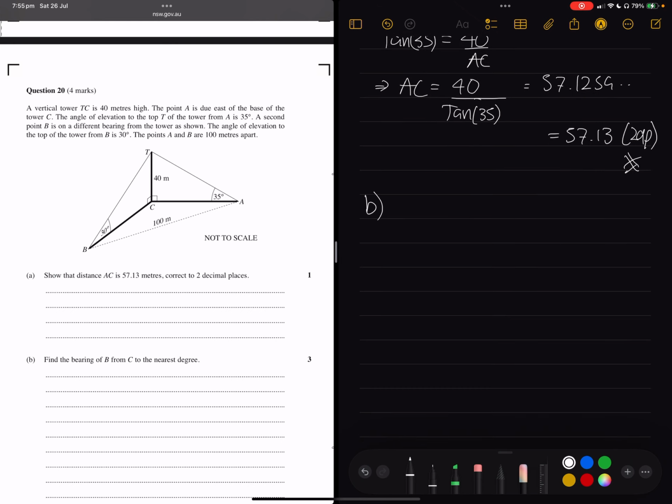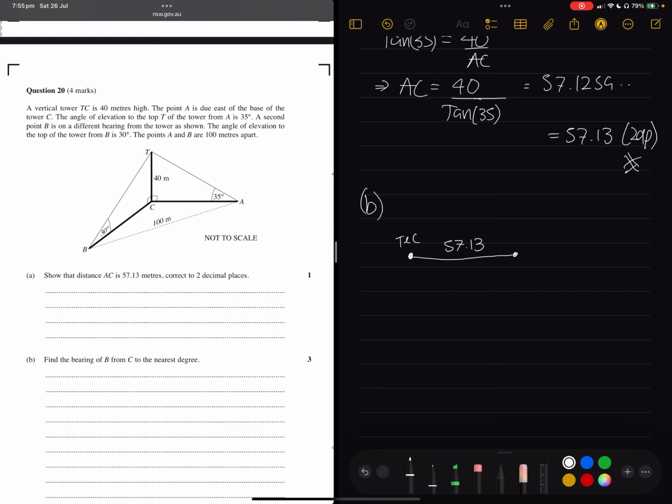Part B tells us to find the bearing of B from C to the nearest degree. We have to think about the aerial view of this situation. If we look at the tower from above, T and C are on top of each other here. This is both T and C. The question tells us point A is due east of the base of the tower, and this distance we just calculated was 57.13.